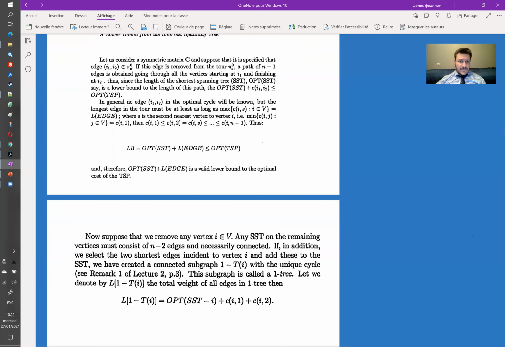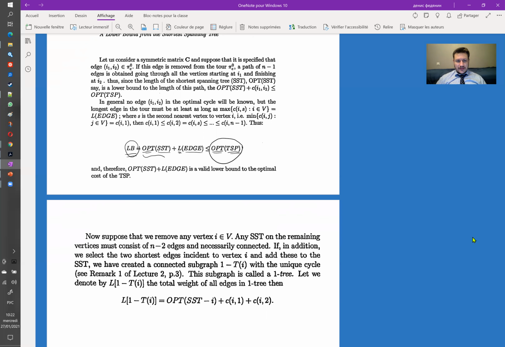So the lower bound here is the optimal solution for a spanning tree, and the length of the optimal solution for the traveling salesman problem. So we are going to have this one, and this one is not better than the lower bound.